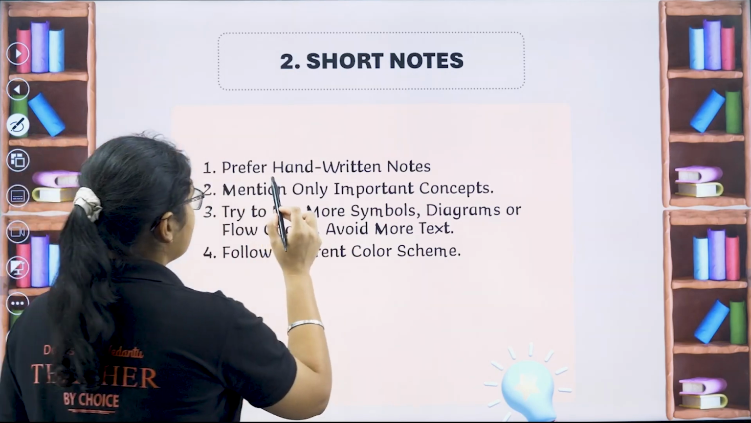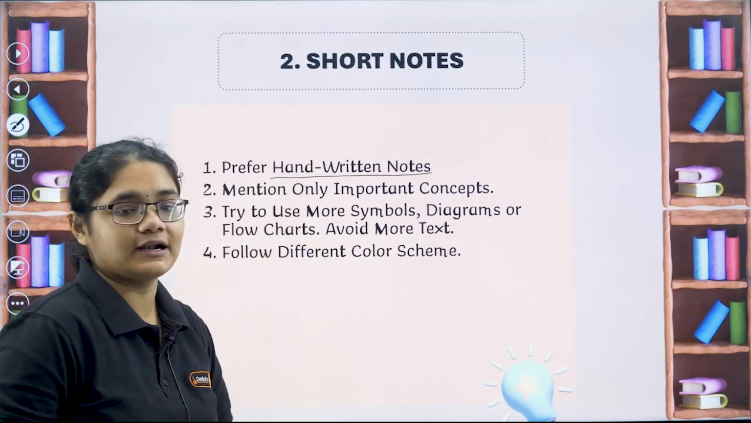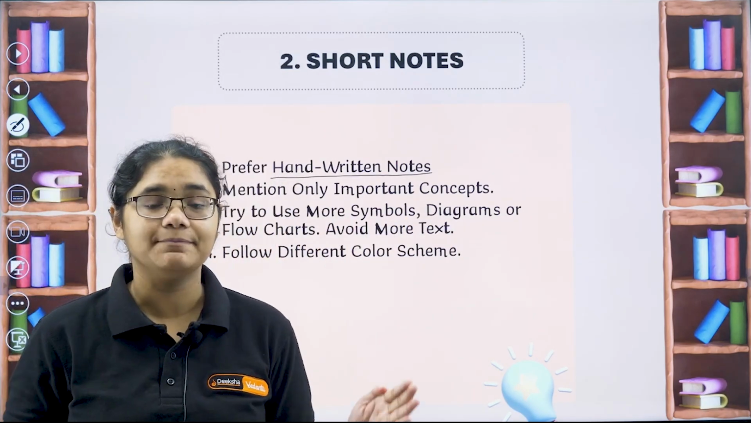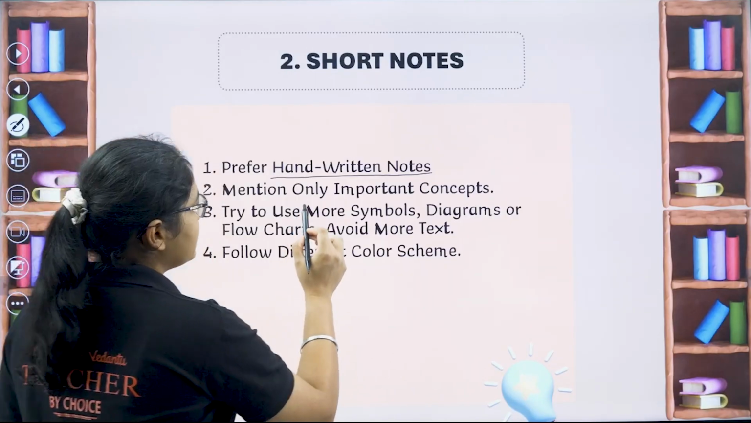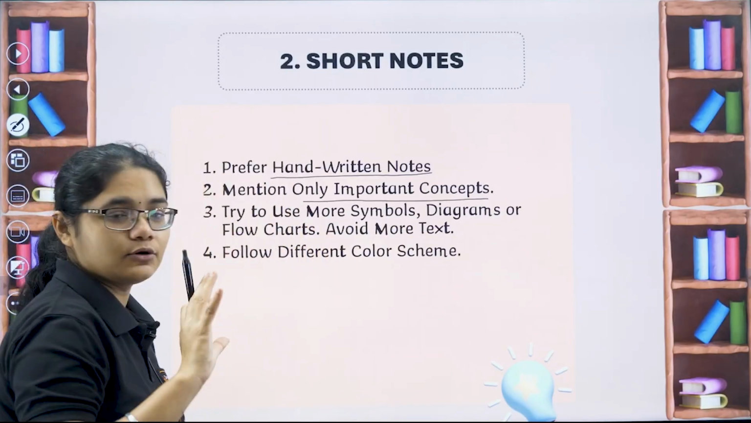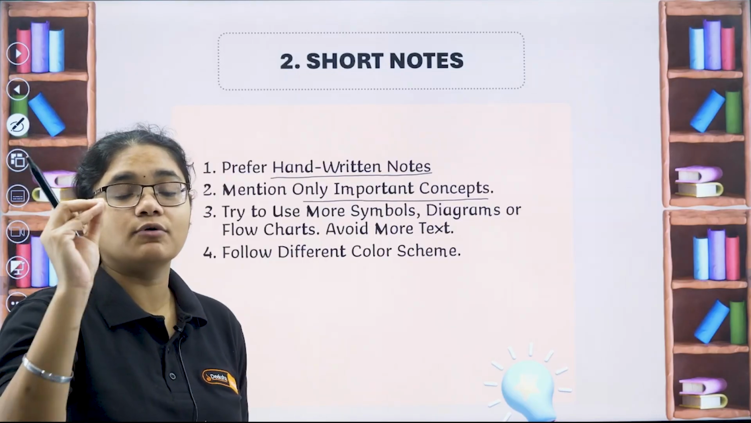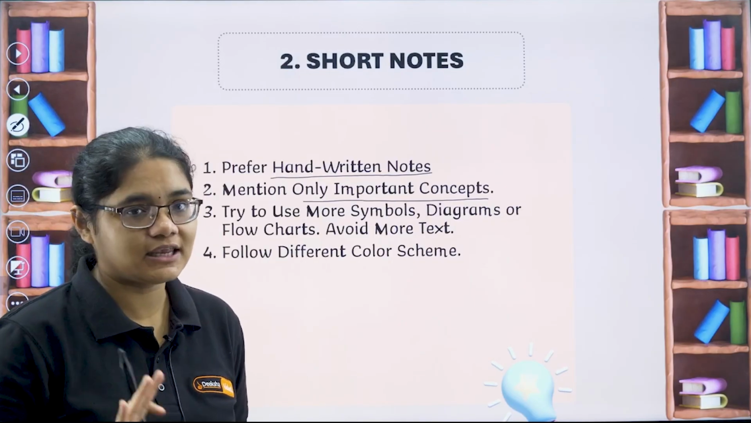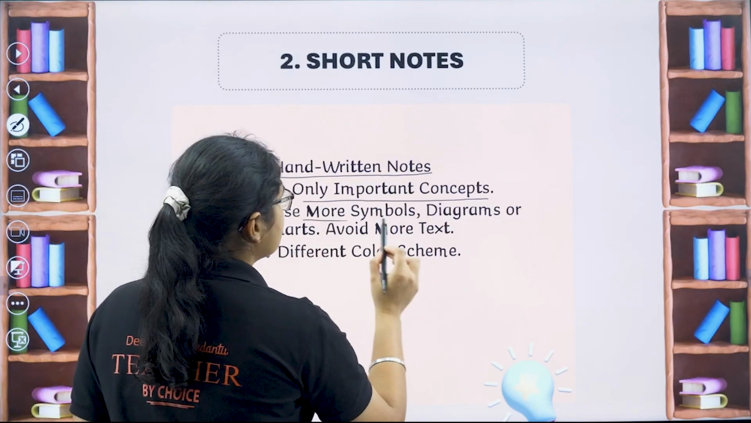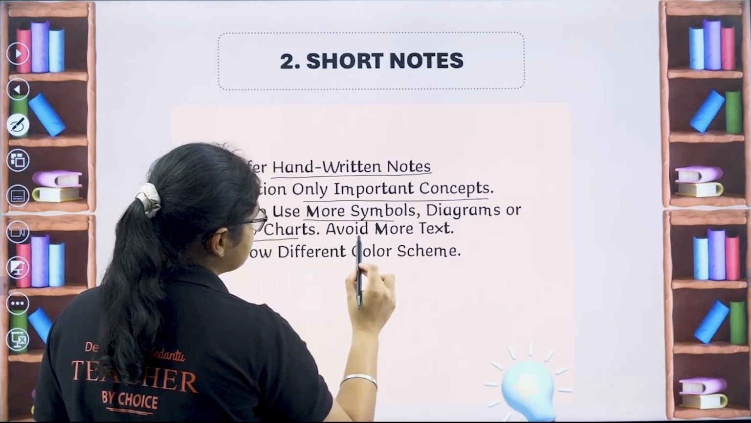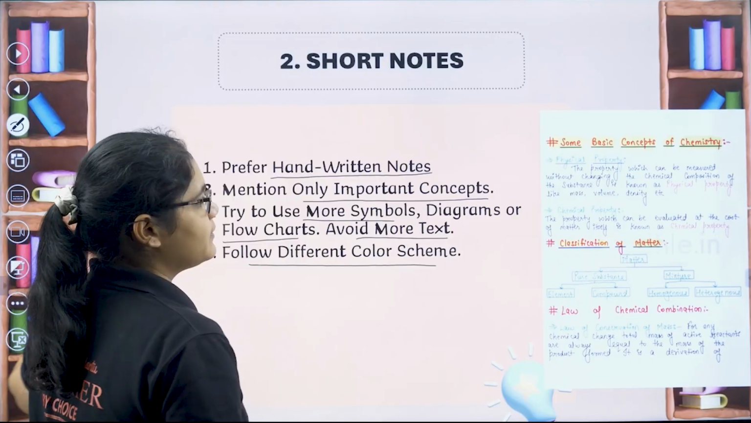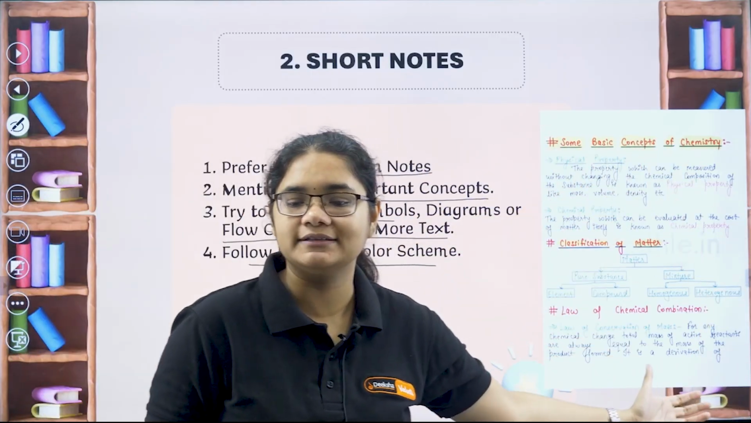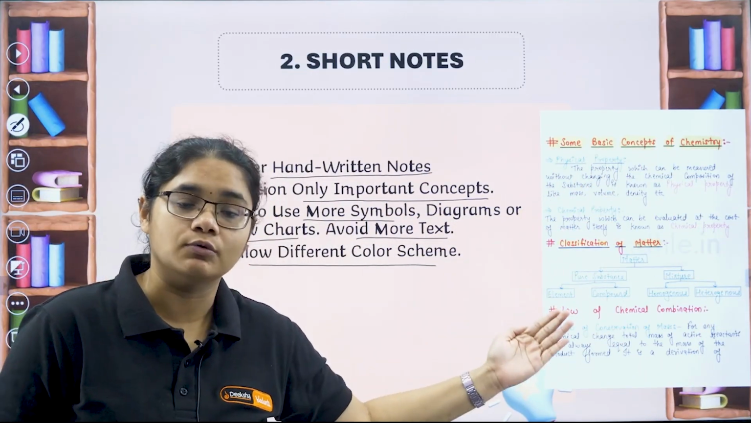Now prefer handwritten notes. I personally feel that if you are preparing now, you have enough time, so focus on making your own notes and use color codes. Mention only important concepts. You should not be writing big sentences, only focus on writing the important keywords. Then try to use more symbols, diagrams and flowcharts, avoid more text, and follow a different color scheme. Okay, I'll give you an example. You can use a different color scheme like this and then you can prepare your own short notes.